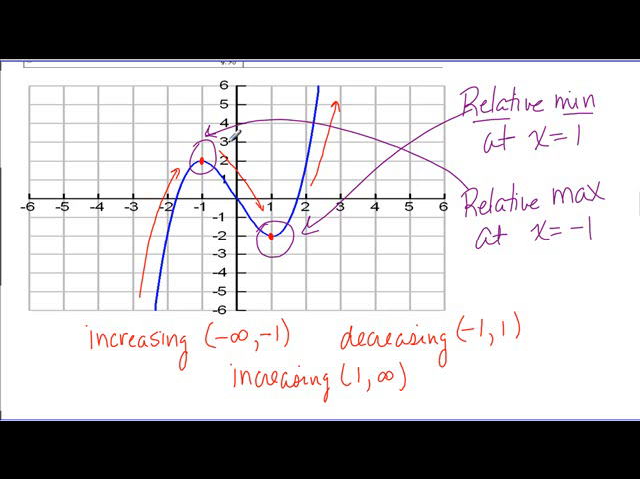So if you want to talk about the relative minimum value of the function, the relative minimum value is the y coordinate of that point, so that would be -2. The relative maximum value is the y coordinate of this point, so that would be +2.